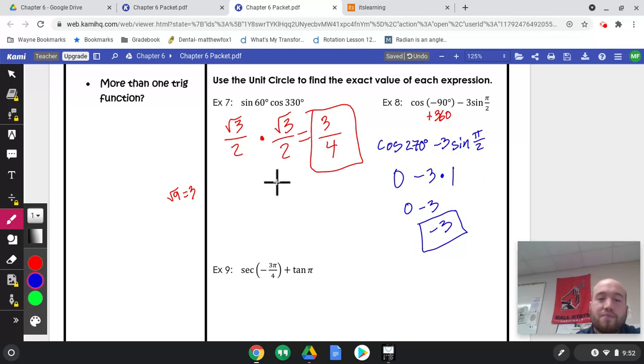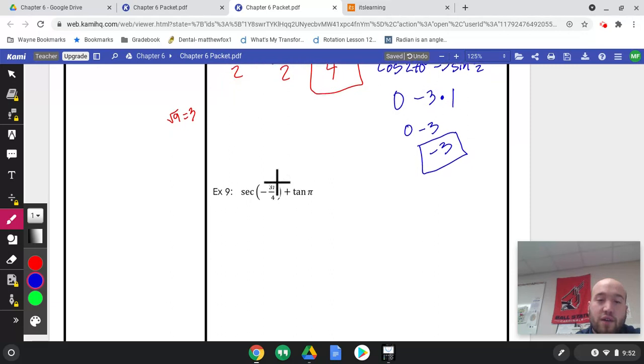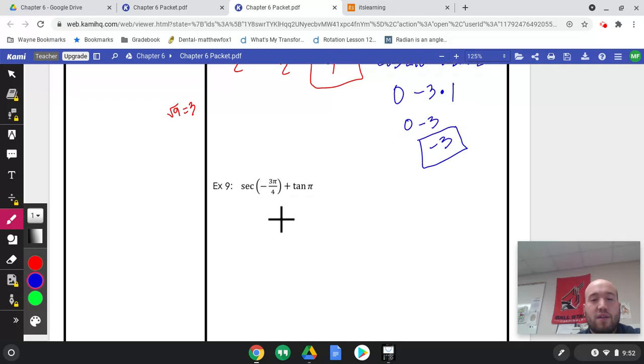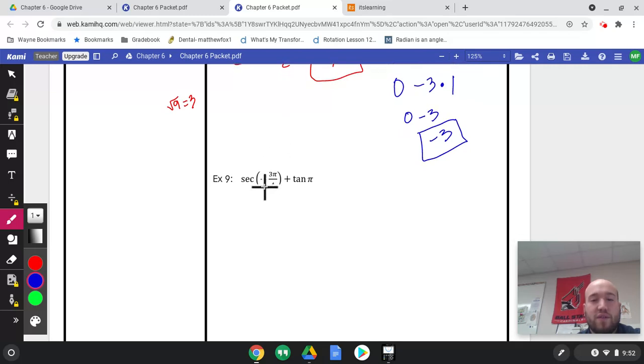Okay? So our final one now. Same approach. This time, though, we have a secant. So when we get that, to find our secant, we'll have to take a reciprocal. But we're not quite there yet. Let's first deal with this negative. So negative 3 pi over 4. Once again, we're going to want to add 2 pi, which we know is over 1. So we check our denominator. It's 4. So 4 over 4.